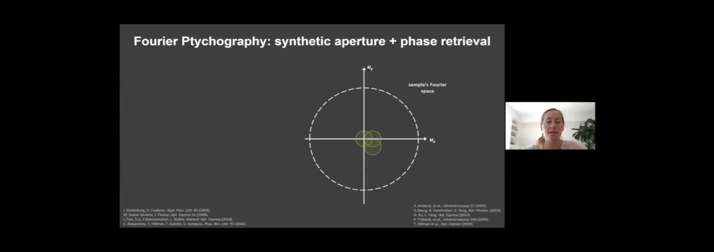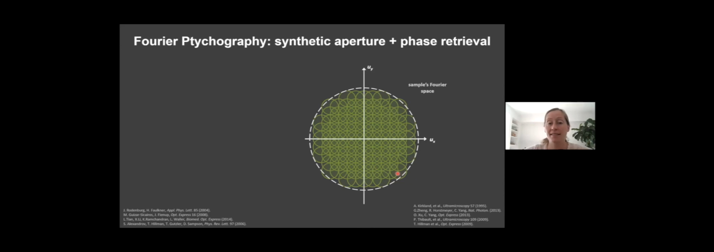And so what you want to do is turn on each LED. Well, you can start by turning on one at a time. Each one captures the spatial frequency information from one circle in the Fourier space. And then I can just turn on lots of different LEDs, take a lot of different images from different parts of the Fourier space, and stitch them all together. This is called synthetic aperture imaging.